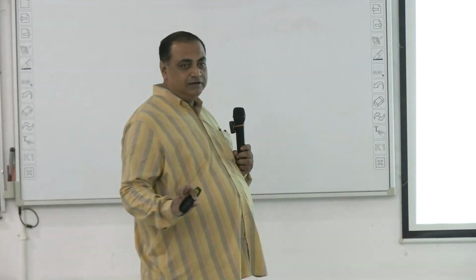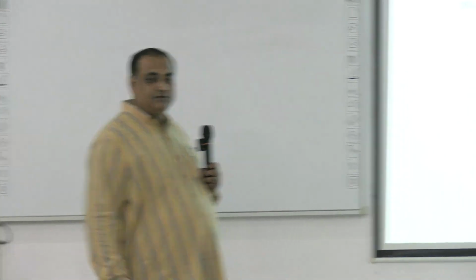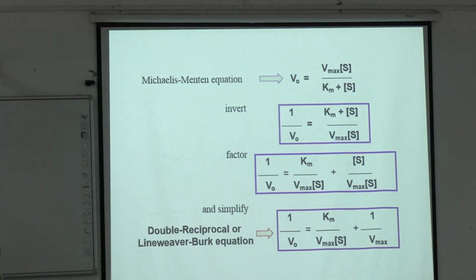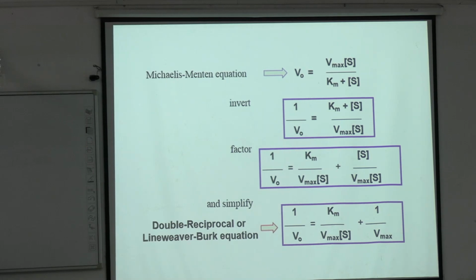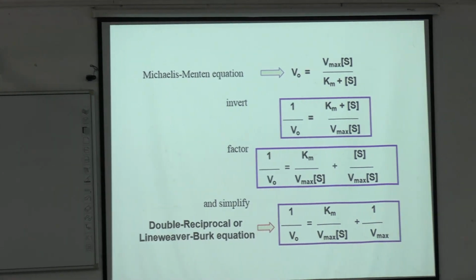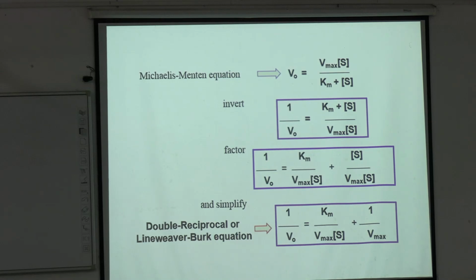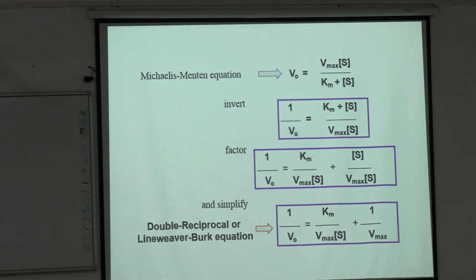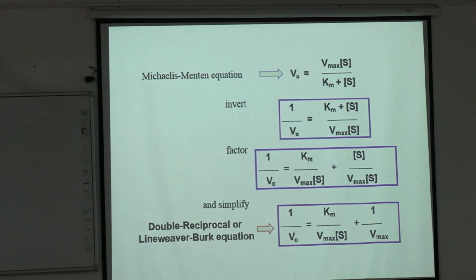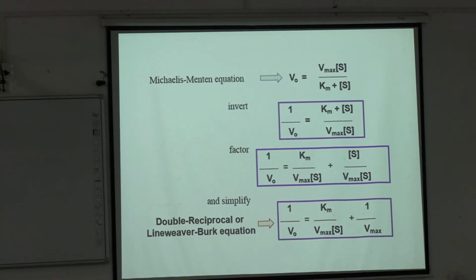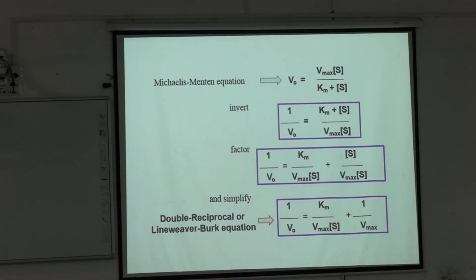Don't write. This is a derivation of the Michaelis-Menten equation. It is omitted from your syllabus, so enjoy. Now you remember this form? V0 is equal to Vmax into S divided by Km plus S. Now you remember this form: 1 by V0 is equal to Km by Vmax into S plus 1 by Vmax. Correct?